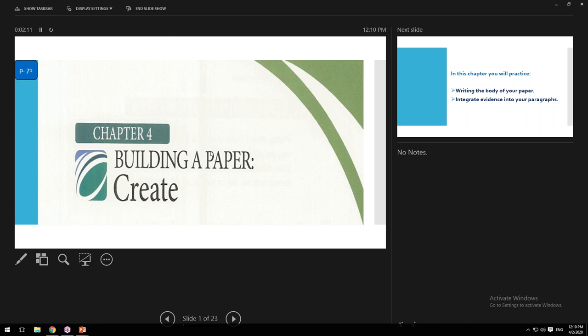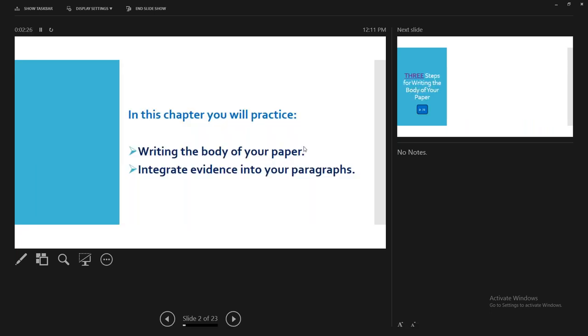So chapter four, as you can see there, is about creating your paper. And in this chapter, we will do two things. We'll practice writing the body of your paper, the body paragraphs. And also we'll look at or practice integrating evidence into your paragraphs as well. And these two are really important points for you to consider. Okay.